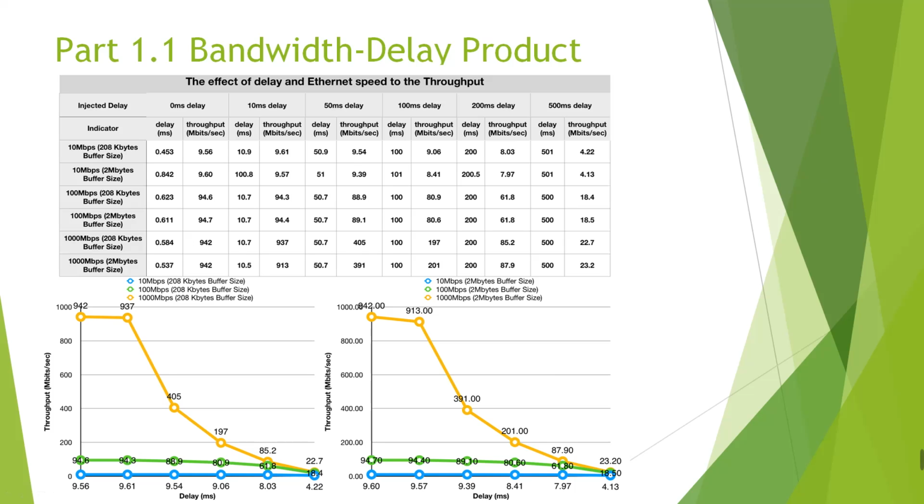Okay, this is the bandwidth delay product we measure using the EE542. And in this table and in the graph presented, it is obvious that when we increase the delay, the throughput is actually decreasing. And from the graph, it is obvious that the higher the bandwidth is, when we increase the delay, the throughput decreases dramatically compared with the bandwidth when it is 100 megabits per second or 10 megabits per second. So I can say that high bandwidth is more delay sensitive.